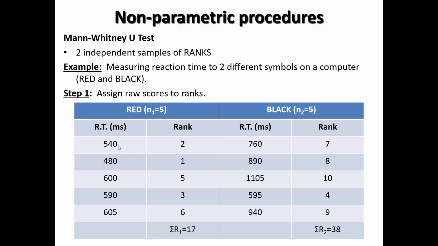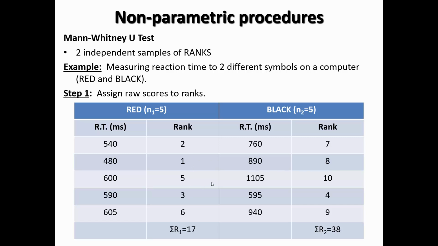The first step is to rank the scores from lowest to highest, not within each group separately, but overall. Here we see the fastest reaction time was 480 milliseconds. That's the lowest score of all 10 scores that we have, so that would be number 1. The next fastest is 540 milliseconds, the next largest number, so that's rank number 2. And we see that the largest number, the slowest reaction time, is rank number 10.